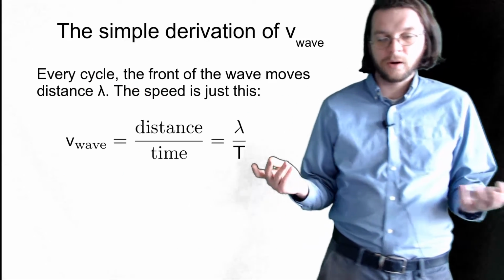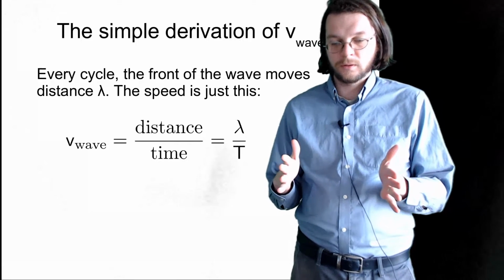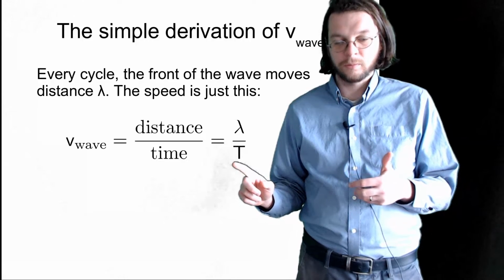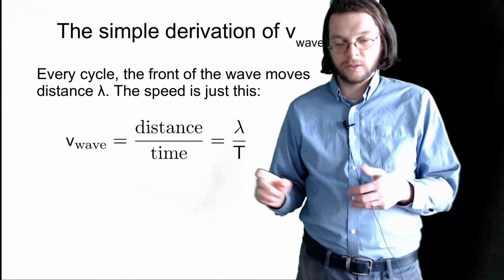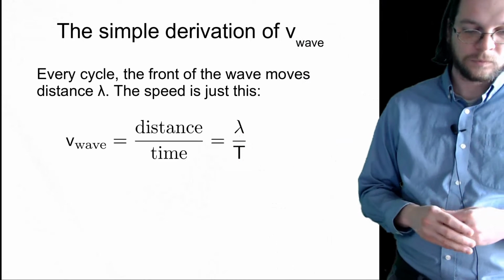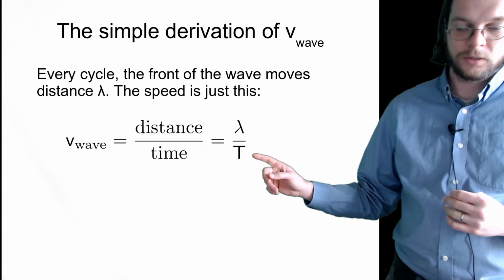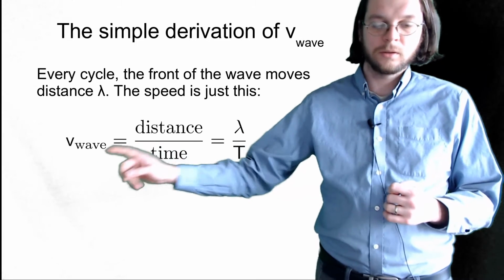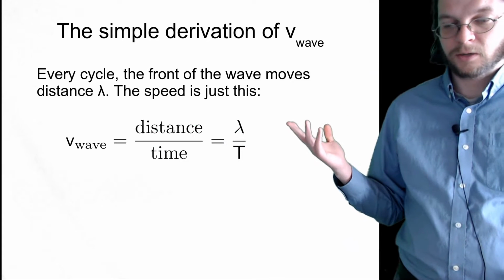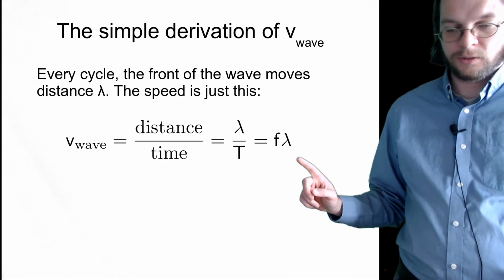Now the simple way to derive this is to say that the size of the wave is the wavelength, and the frequency is 1 over the period. So the distance over time is the wavelength over the period, and that gives you this. Again, 1 over the period is the frequency, and so the velocity of the wave is equal to lambda times the frequency, which is what I just had on the previous slide. So that makes some good sense, right?